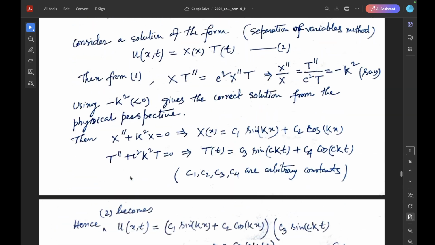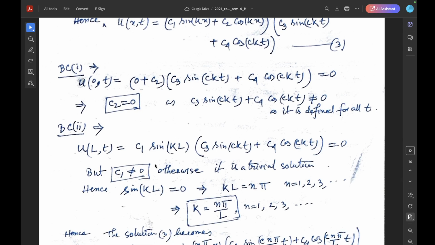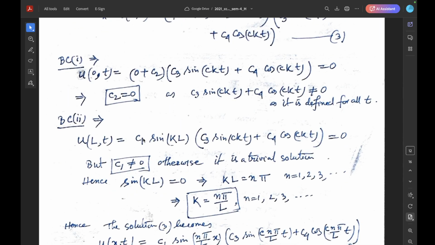And boundary condition 2, that is u(L,t) = 0. So put x = L. So c1 sin(kL) times the bracket equals 0. Now the bracket term is not equal to 0, so obviously c1 sin(kL) = 0. But if c1 = 0, then this solution is trivial. We are interested in a non-trivial solution, so c1 must not be equal to 0, otherwise it is trivial. So obviously sin(kL) must be equal to 0. So sin(kL) = 0 means kL = nπ, n = 1, 2, 3, and k = nπ/L.